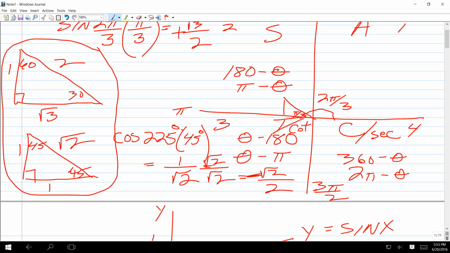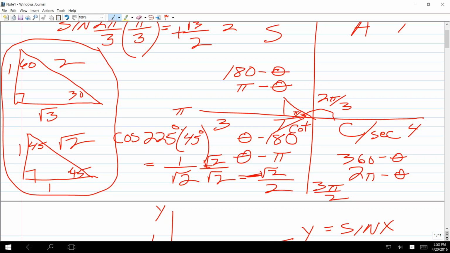And then cotangent is cosine over sine? Not really, because that would be hard to figure out. You'd have to do a lot of math there. Cotangent is the reciprocal of tangent. That's the way to memorize cotangent. It's the reciprocal of tangent, so it's adjacent over opposite.